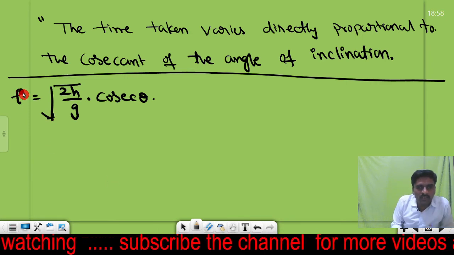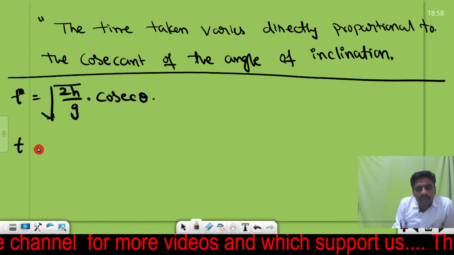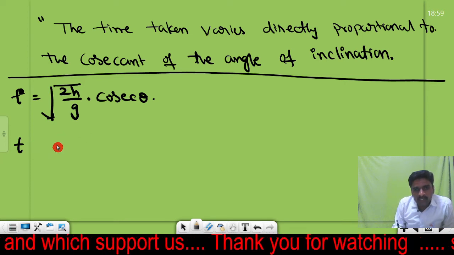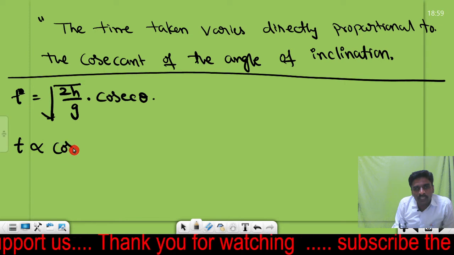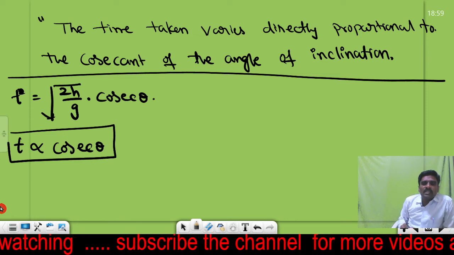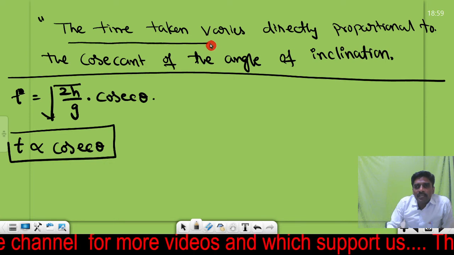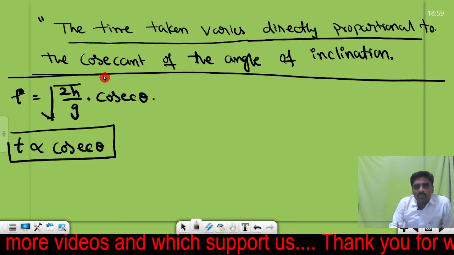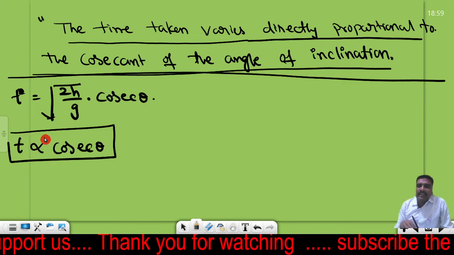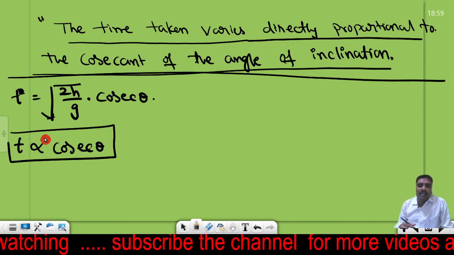Sorry, that is t square, not t only. What does it mean? From this equation we say that the time t taken by the body to reach the ground is directly proportional to the cosecant of the angle of inclination. That is the very important one. If the angle varies, the time will also vary according to the cosecant of the angle of inclination.